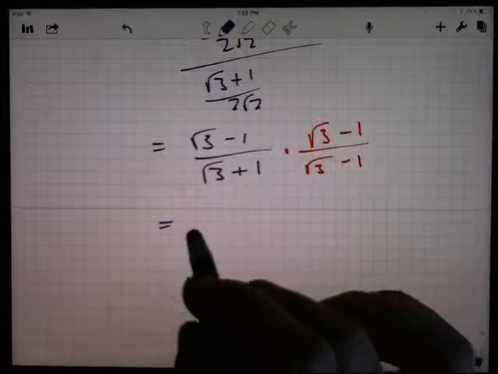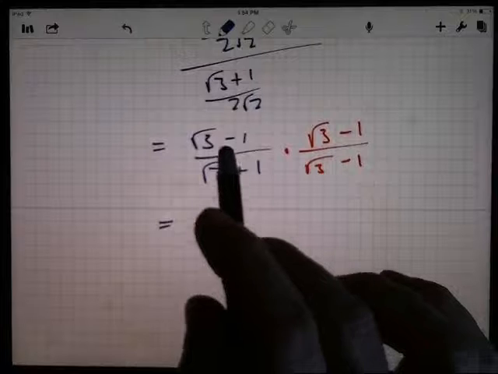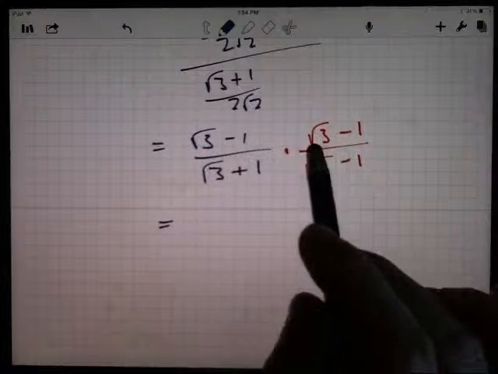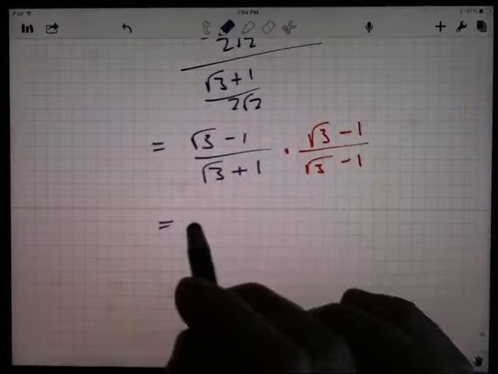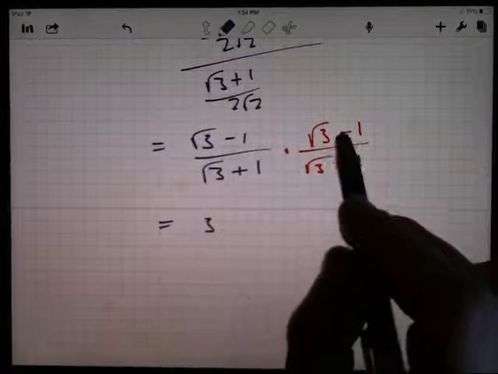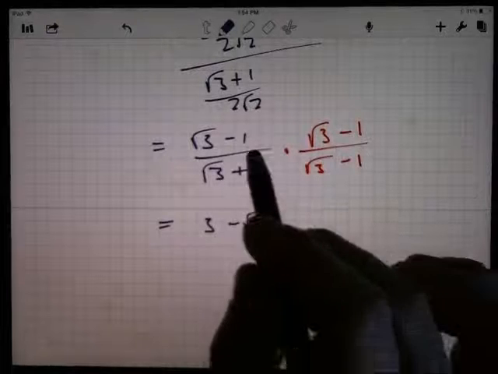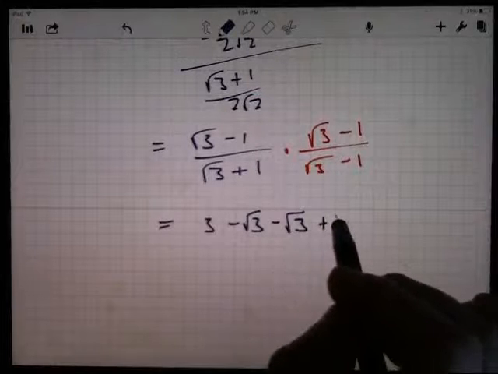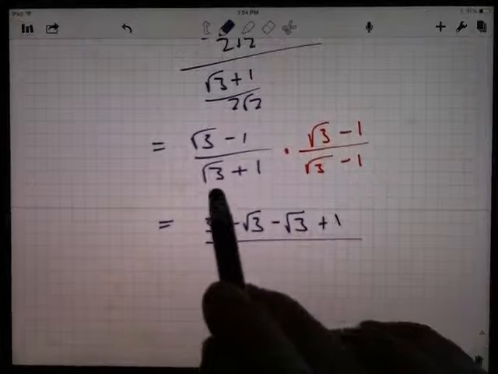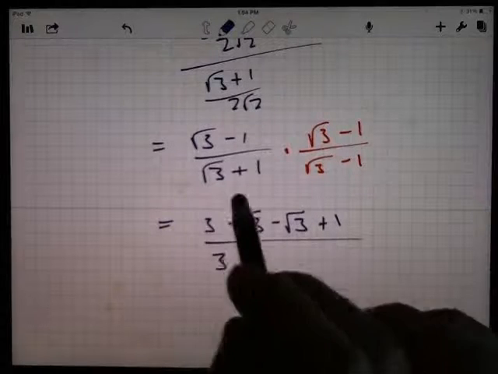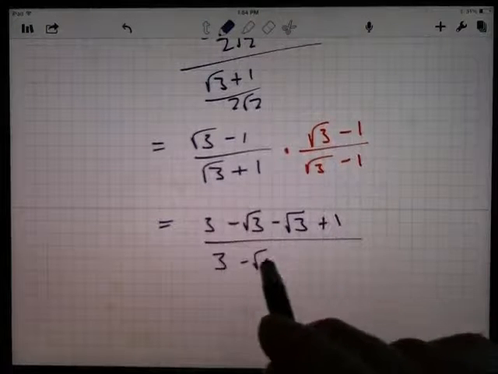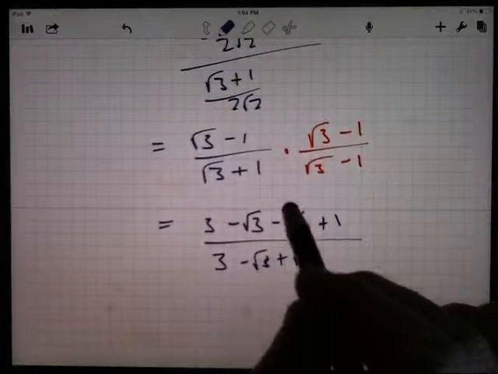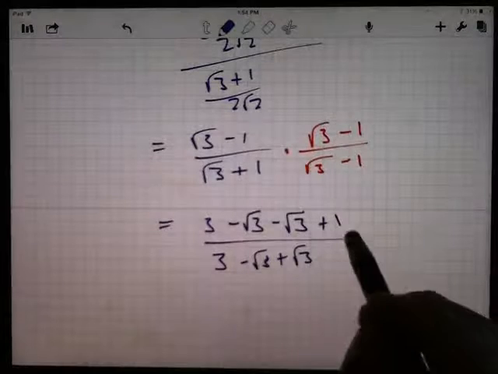So here we go. In both numerator and denominator, I have a binomial times a binomial, so I'm foiling it out here. So radical 3 times radical 3 is 3. I've got a radical 3 times negative 1. I've got another radical 3 times negative 1. And I have a minus 1 times minus 1 is plus 1. So there's my numerator. I'll simplify it in a minute. Denominator, I've got a 3. The outsides I have a minus radical 3. The insides I have a plus radical 3. And lastly, a minus 1.